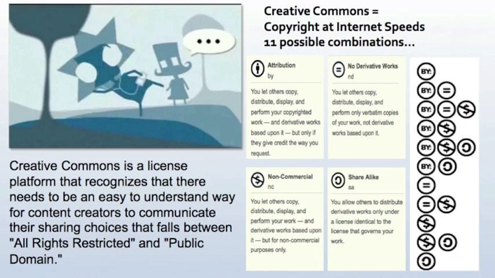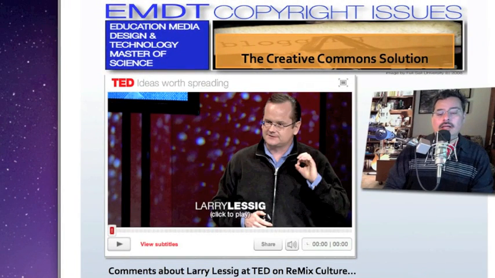Again, it recognizes that there is this place in between traditional copyright, all rights restricted, and public domain, where the content creator has no rights whatsoever. It's just out there in the public. Somewhere in the middle, Creative Commons is one of these solutions where we're trying to get copyright recognition, but at internet speeds.